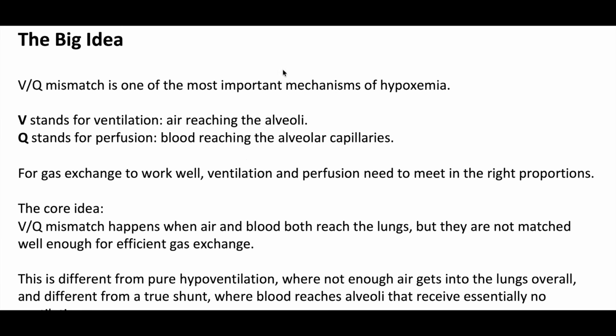The big idea with VQ mismatch. So VQ mismatch is one of the important mechanisms of hypoxemia, right? This is a critical central mechanism that causes hypoxemia, low oxygen saturations. And the abbreviation, luckily, somewhat explains the issue. The V in VQ mismatch stands for ventilation, and the Q stands for perfusion. The reason that this makes sense is because VQ mismatch is a mismatch of ventilation and perfusion. Ventilation being the air reaching the alveoli, right? And perfusion being the blood reaching the alveolar capillaries.